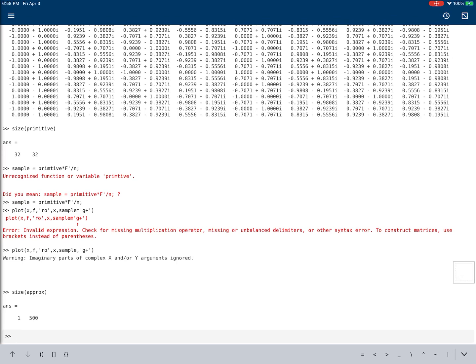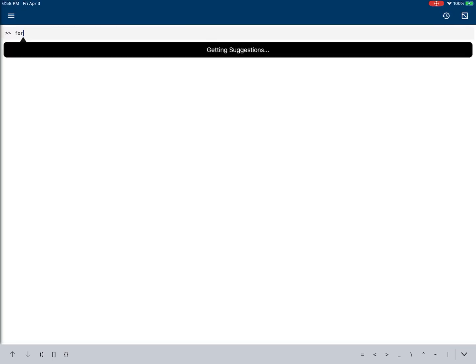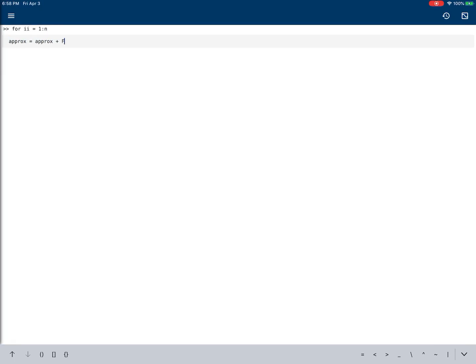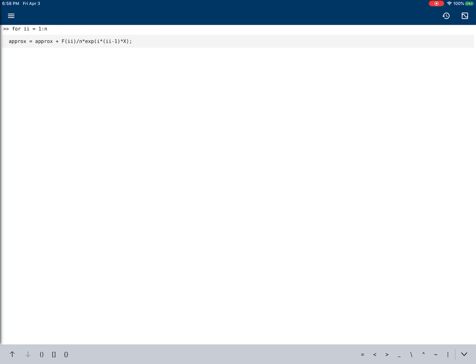Okay, so let's continue then. Let's see what approx looks like. So we've already set approx, right, so approx is this 1 by 500 vector, so a row vector. And we've already set it to 0, so just to show you, approx is a whole bunch of zeros. But this time, we're going to go ahead and run the same thing. Approx equals approx plus whatever f of ii is divided by n times the exponential function, i times (ii minus 1) times big X, right? Remember, we're not using sample vectors anymore, so we don't need any weird scalings.